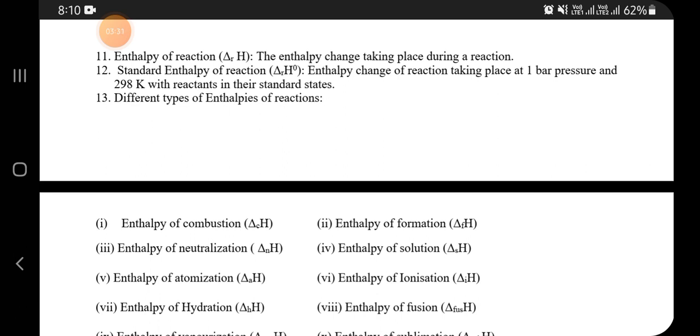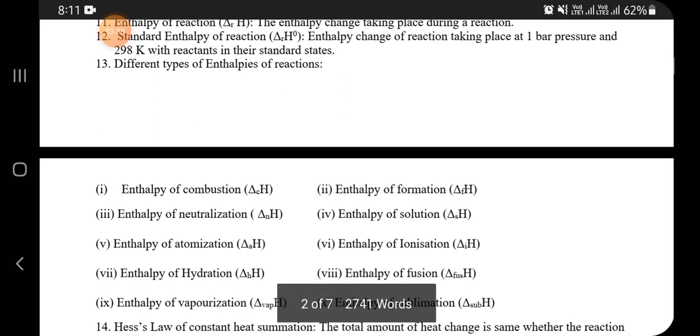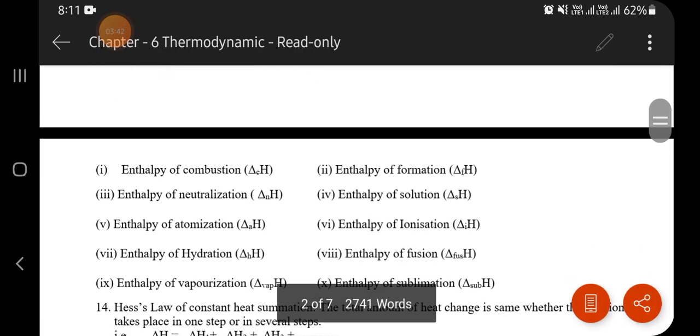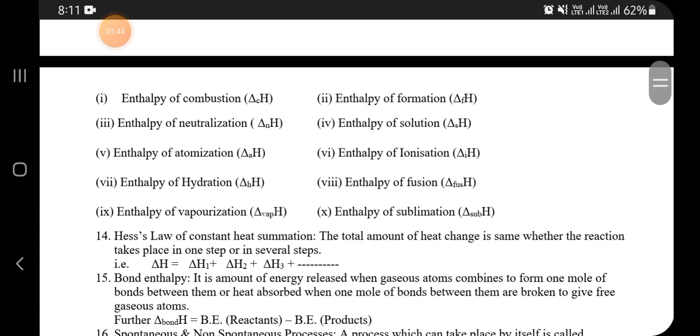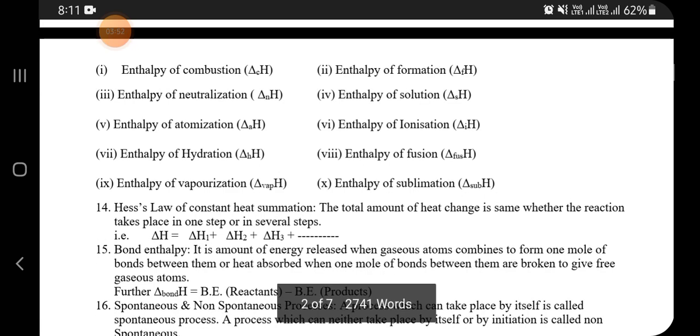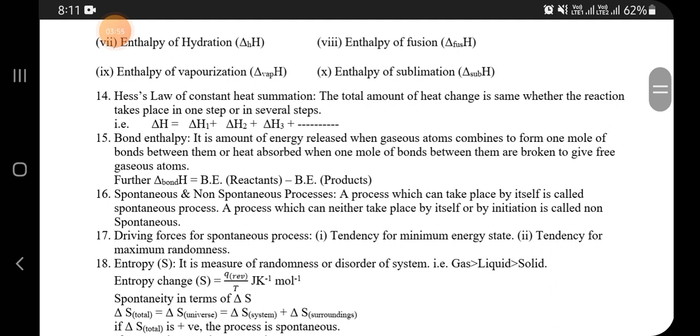Standard enthalpy of reaction: enthalpy change of a reaction taking place at 1 bar pressure and 298 Kelvin, with reactants in their standard states. Different types of enthalpy: enthalpy of combustion, neutralization, formation, solution, ionization, fusion, sublimation, vaporization, atomization, and hydration.